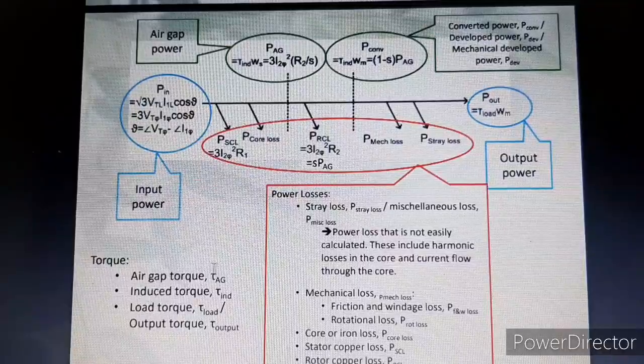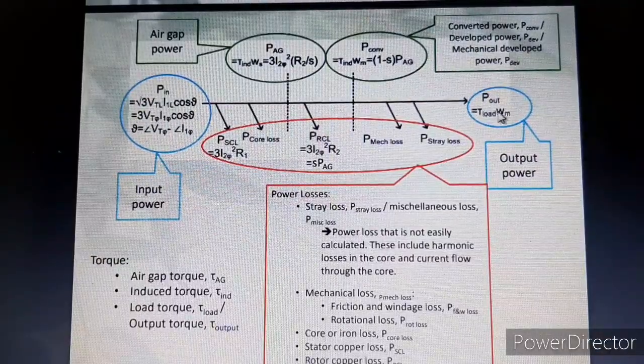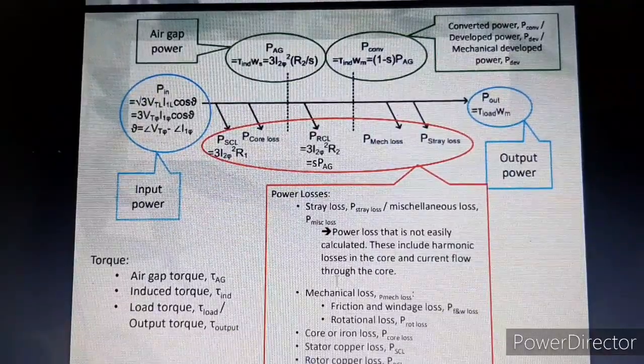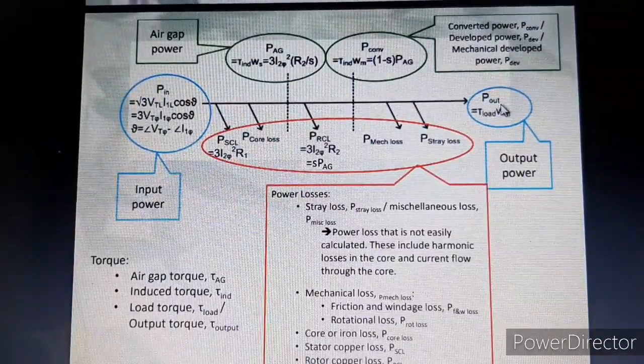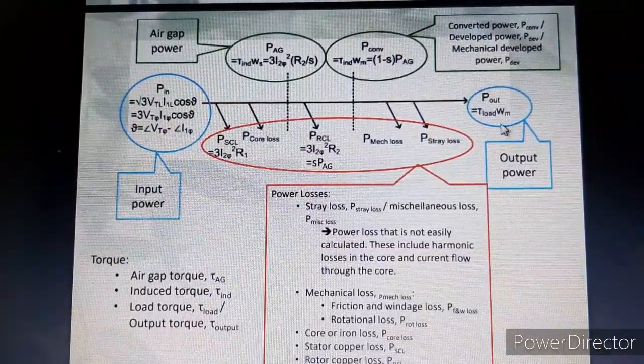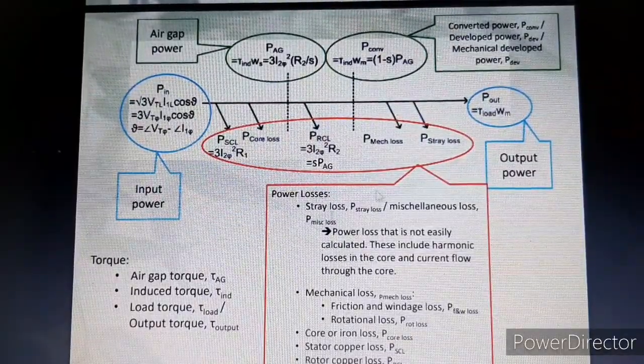Okay, in terms of torque, at the output we have load torque. Load torque is also called output torque because it's at the output side. So output torque and load is always at the output side. So output torque equals load torque.